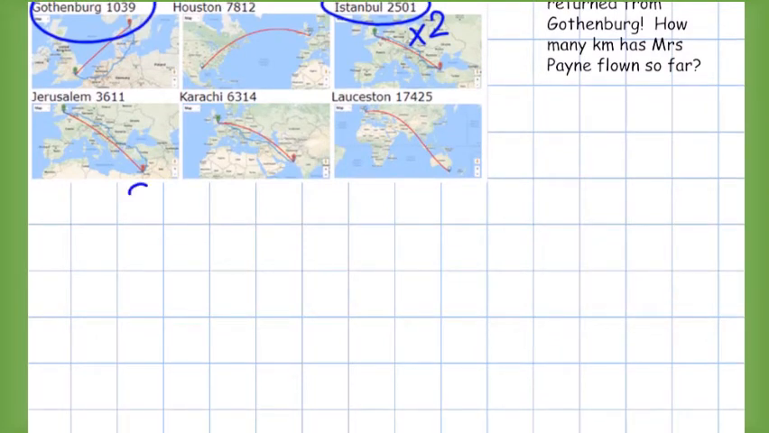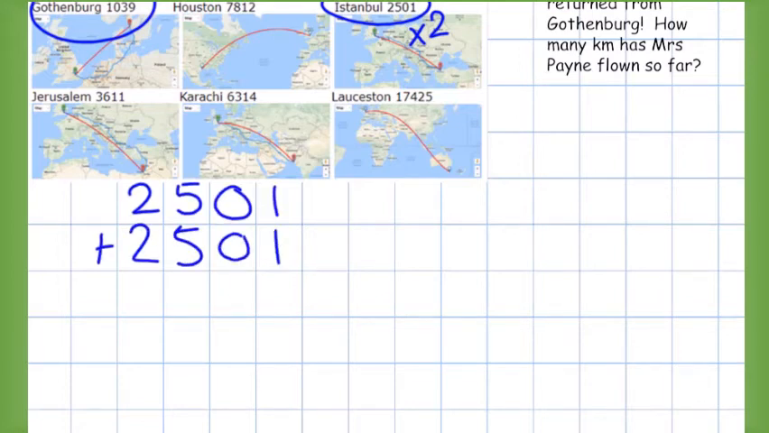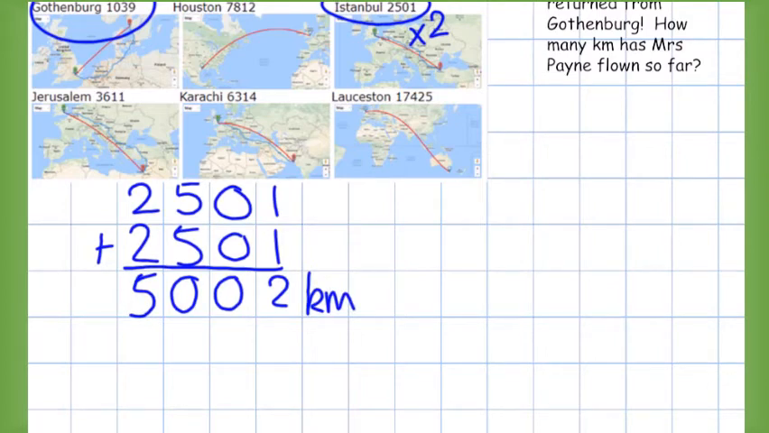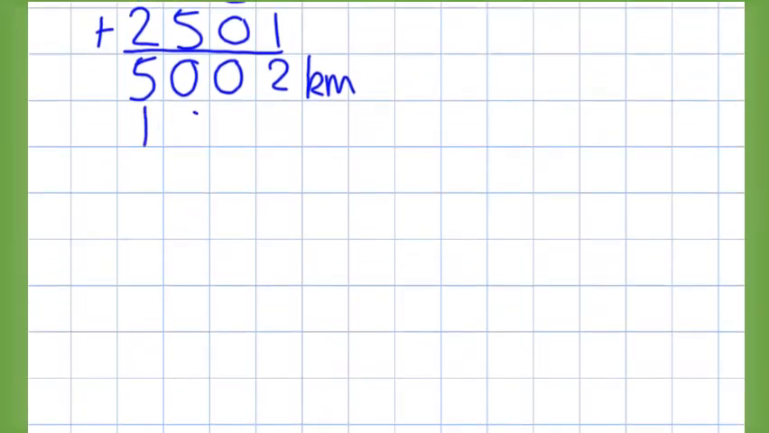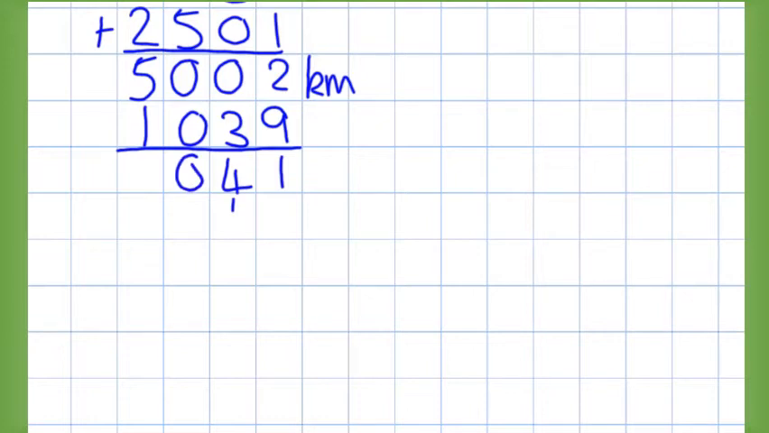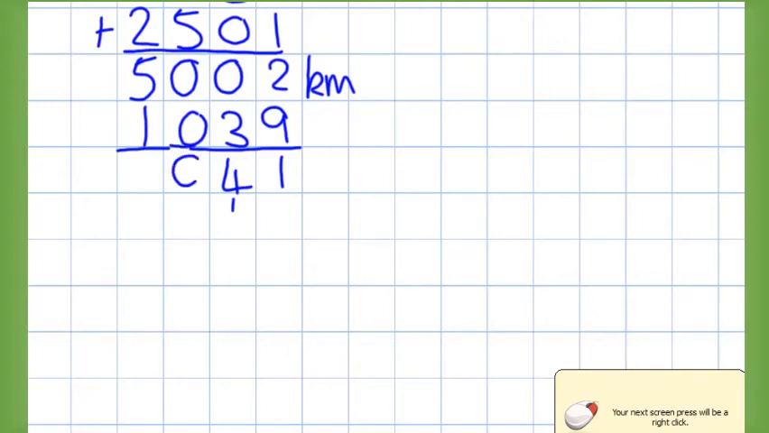So I'm going to come down here. 2,501 times 2, doubled, added together, whichever way you want to look at it, which is 5,002 kilometres. Okay. And then we need to add to that 1,039 kilometres for the one-way journey that she has so far taken to Gothenburg. We might get her back one day. Again, I am joking. Promise, she is in school. Whoops! Can't write a 0 properly. And that gives us 6,041 kilometres. How did you do with that one?